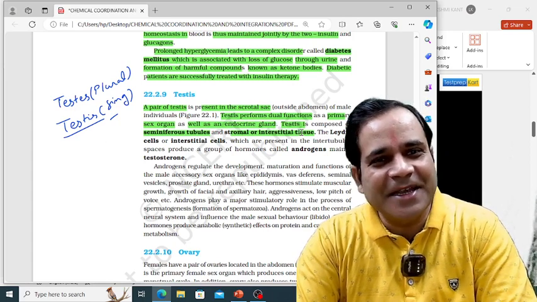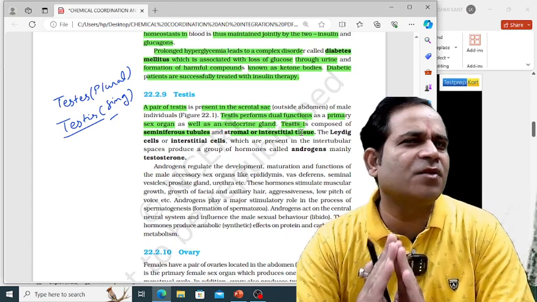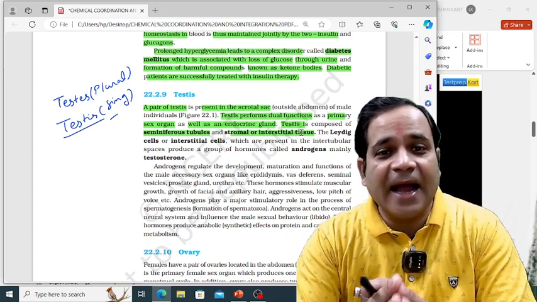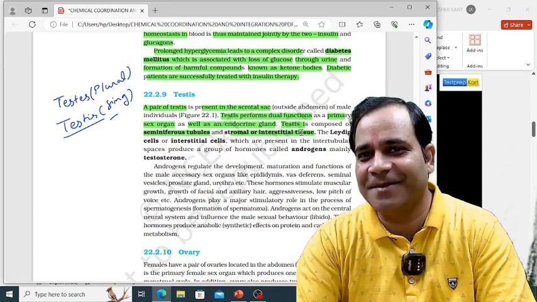Getting my point? Yes. So see what I'm saying here. Testis is composed of what? Seminiferous tubules and stromal or interstitial tissues, my dear. Getting?